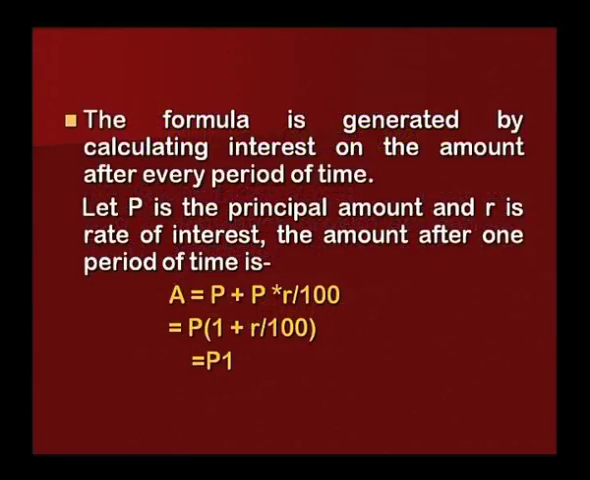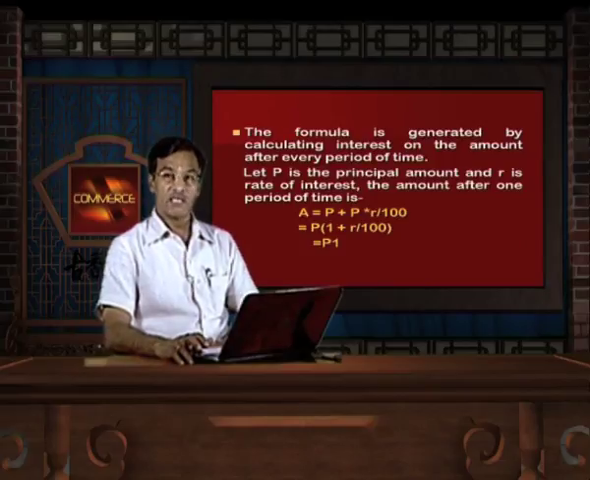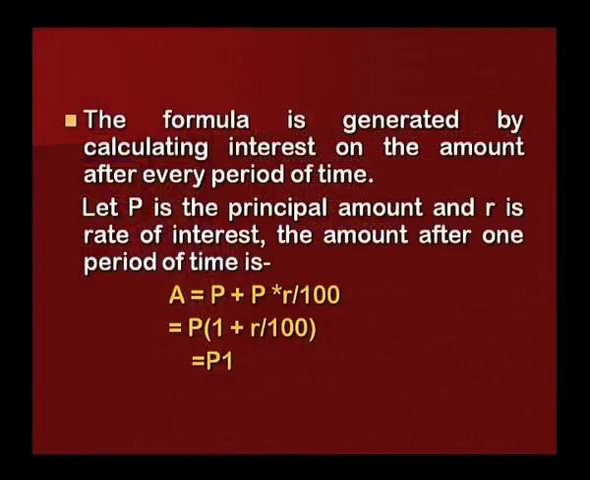Now we discuss the formula generation of this compound interest. The formula is generated by calculating interest on the amount after every period of time. Let P is the principal amount and R is the rate of interest. The amount after one period of time is A is equal to P plus P into R upon 100, that is P(1 + R/100), we call it P1. This amount is the amount calculated by simple interest on one period of time.